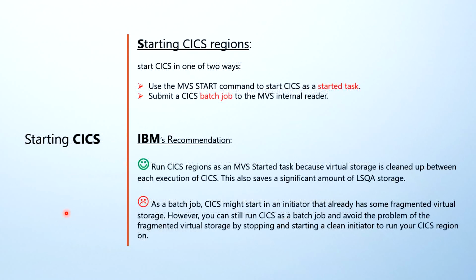Okay, and now we have the JCL ready. So how do we bring up a CICS region? There are two ways we can bring up a CICS region. One is with the MVS start command as a started task. The other one is as a batch job, where you submit the region JCL and bring it up as a job. So CICS can be brought up as a started task and as a batch job as well.